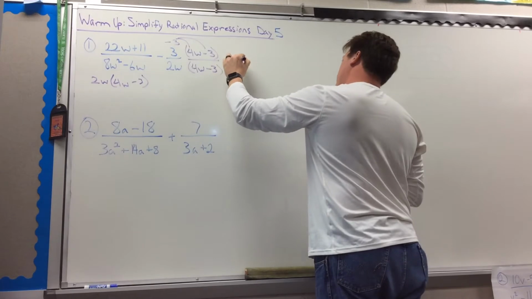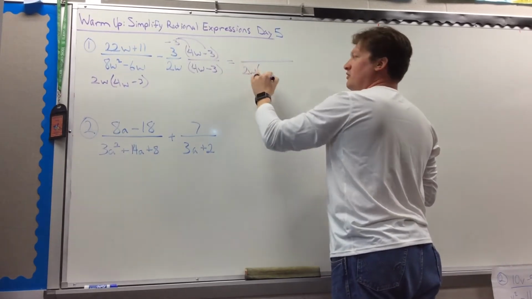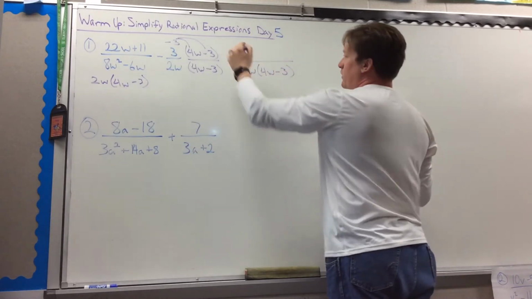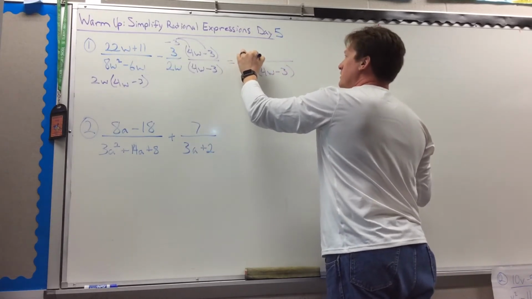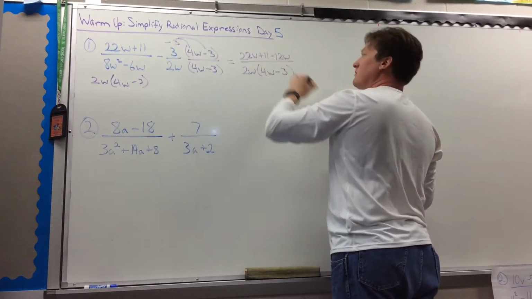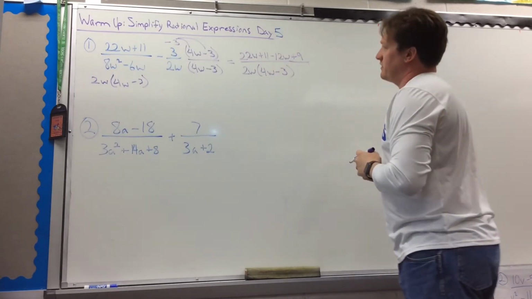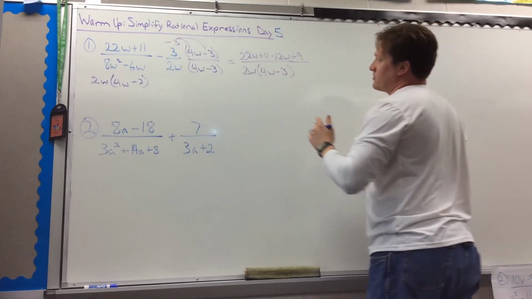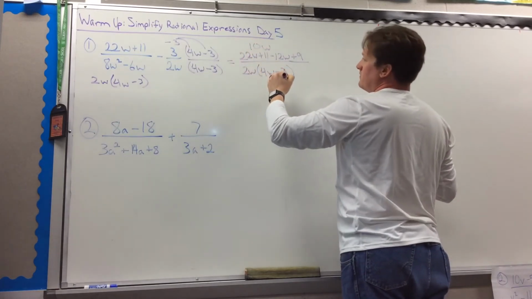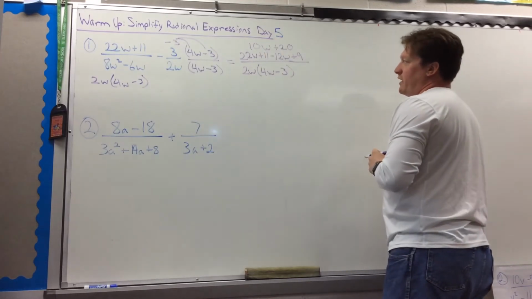So I'm just going to write that out. We have 2w times 4w minus 3, and then on top we have 22w plus 11 minus 12w plus 9. That takes care of our top. If we combine like terms here, we would get 10w plus 20. So we'll simplify in just a second.